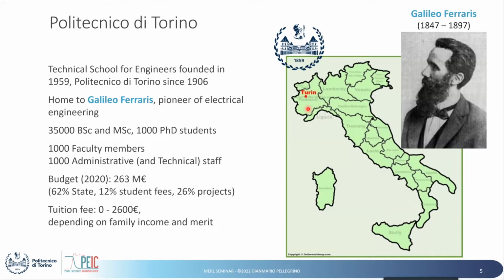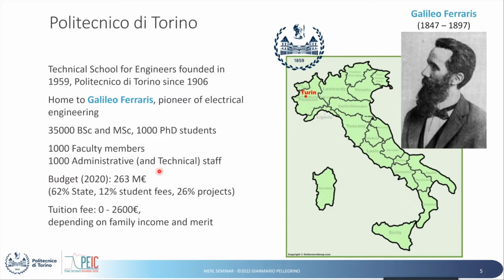Our university is not strictly speaking a technical university, but it is dedicated to engineering and architecture only. This is why it's called the Polytechnic. We have around 35,000 students, bachelor and master, and nearly 1,000 PhD students, 1,000 faculty members, nearly 1,000 administrative staff, and to a minor extent, the technical staff.